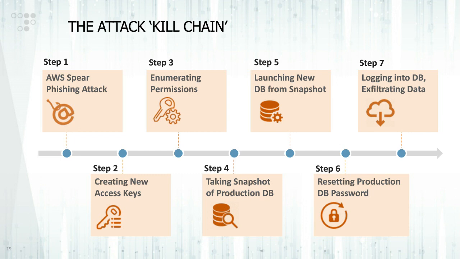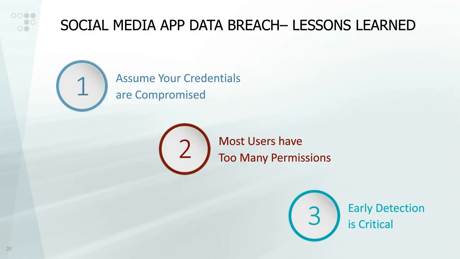So let's look at the lessons learned from this incident. First and foremost, you should assume your credentials are already compromised. As we had talked about earlier in this presentation, credentials can leak in a multitude of different ways. You can go on the darknet and buy AWS access credentials in bulk. They can leak through targeted spear phishing attacks, negligence, misconfiguration, third parties, and so on.